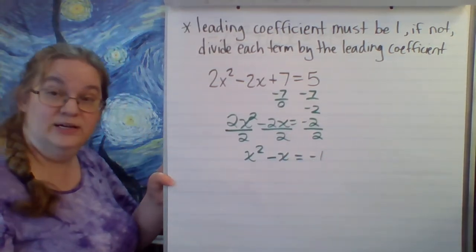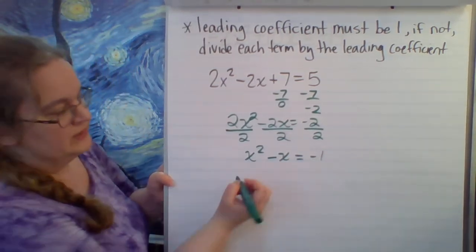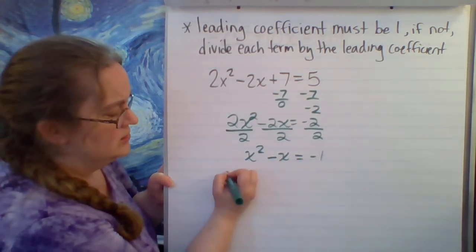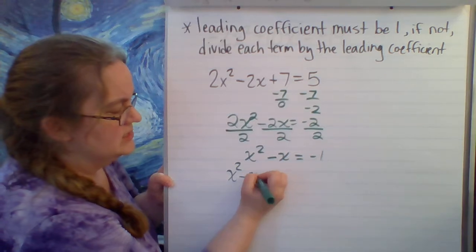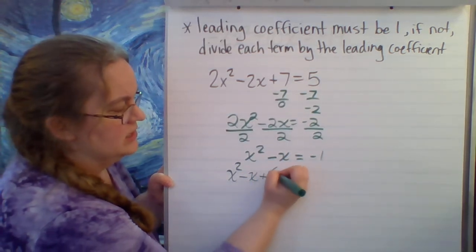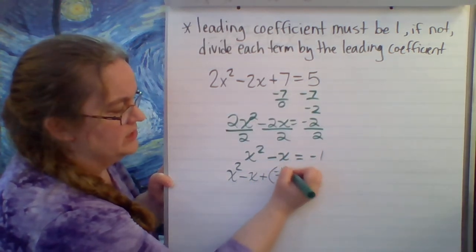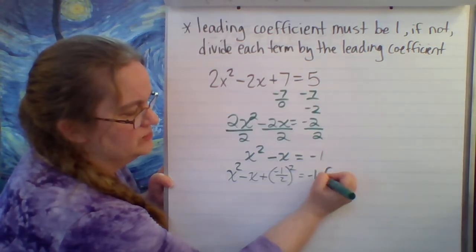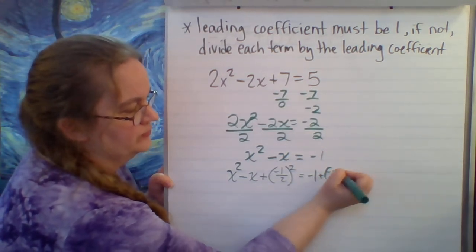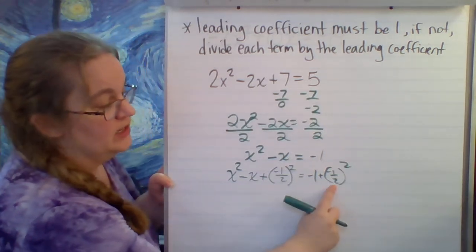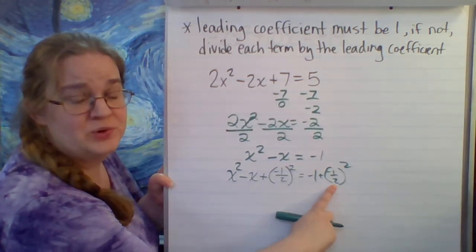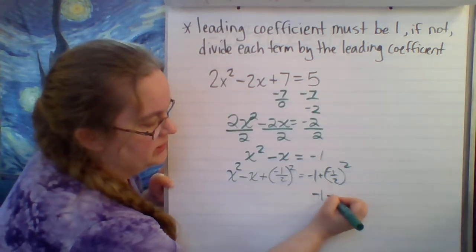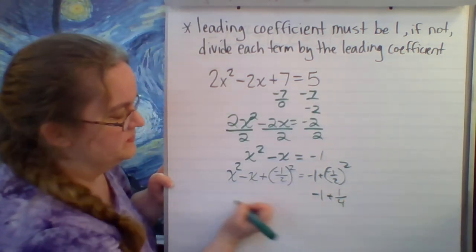Now I can go ahead and complete my square. Remember, if there's no number, it's a 1, so this is negative 1. So x squared minus x plus, and I've got negative 1 divided by 2 squared that I'm going to add to both sides. 1/2 times 1/2 is 1/4, so negative a half times negative a half is 1/4. I got negative 1 plus 1/4 here.